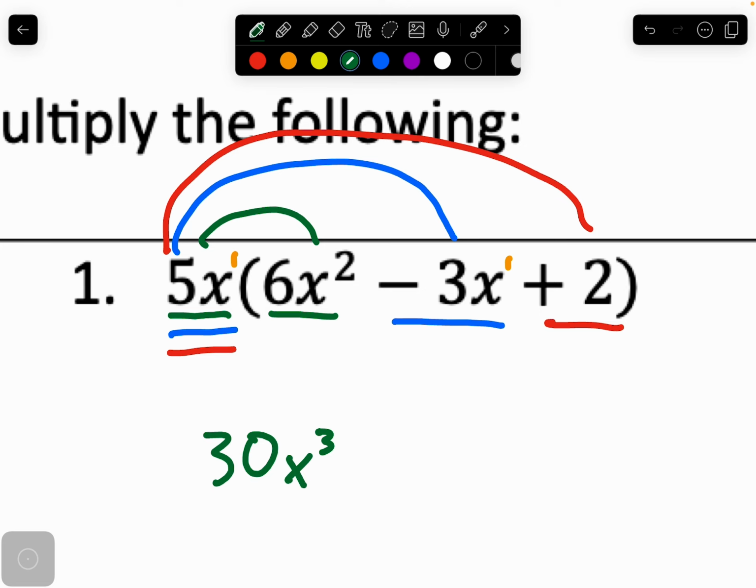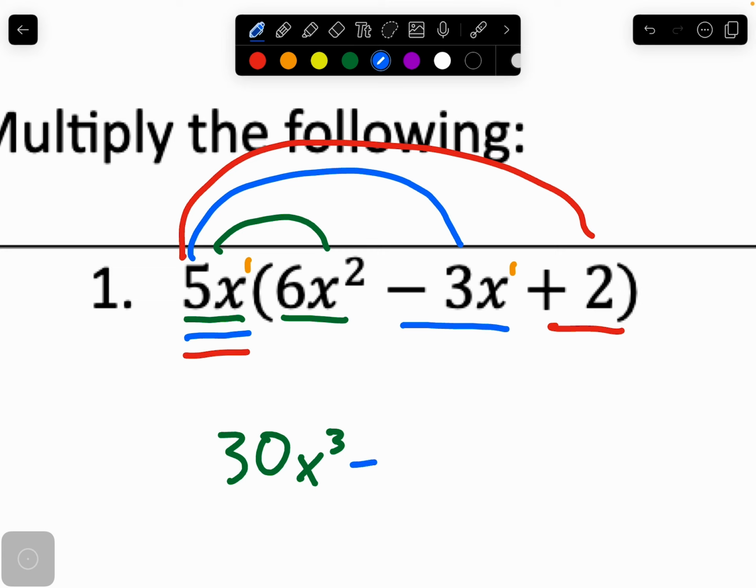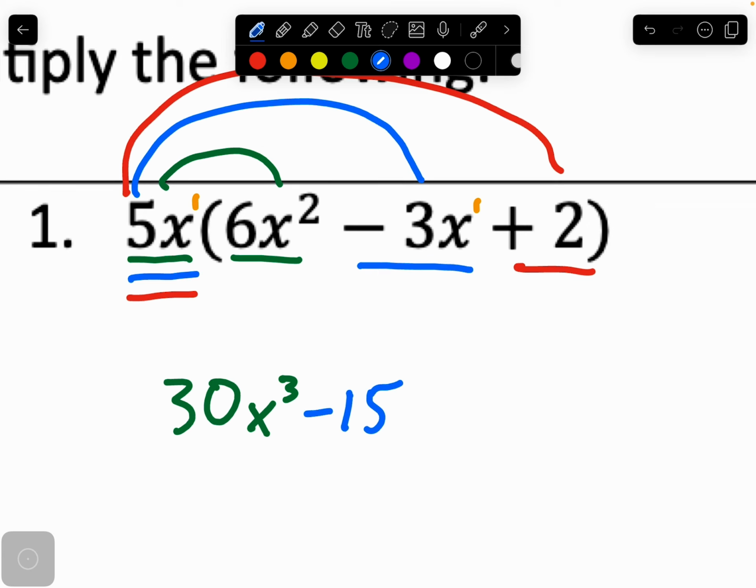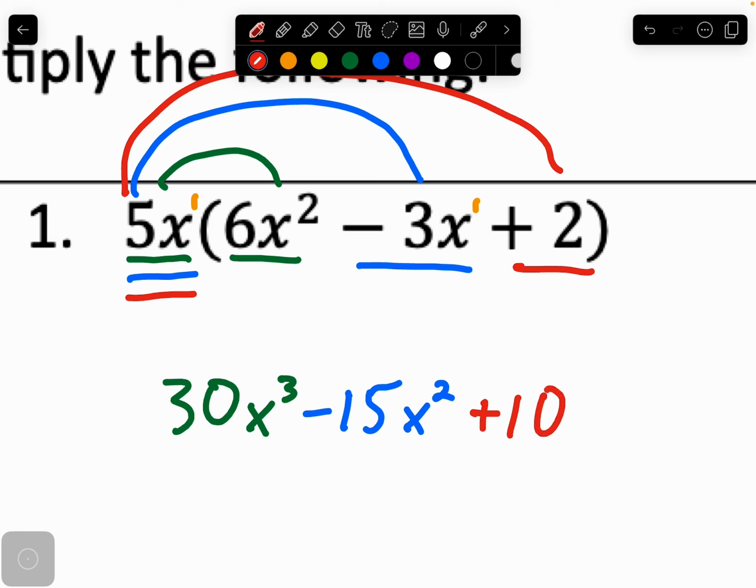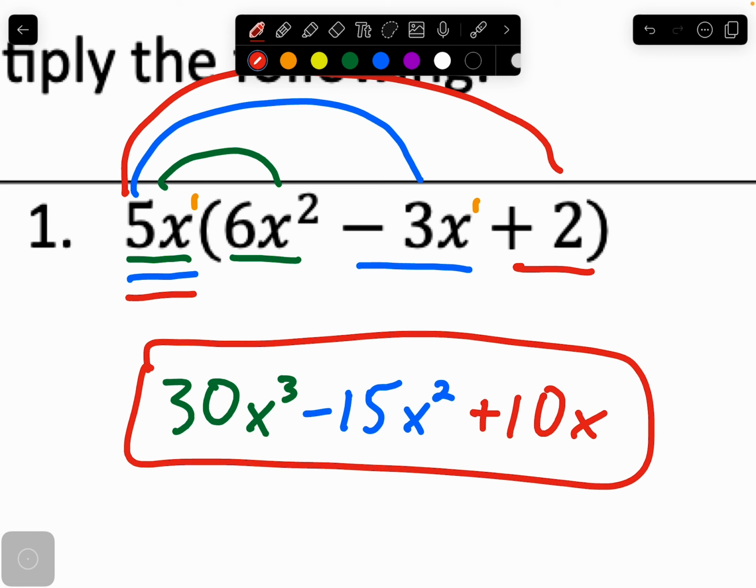So then you move on to the blues. So 5x times -3x. So you do 5 times -3, which is -15. And then x times x, since there's 1 of each, now I have 2. Then you do the same thing with the red. Okay, 5x times 2, multiply the big numbers. So 5 times 2 is 10. And then you look at how many x's are there total. Since there's only 1 x on the 5, you just bring 1 with, then you are done. All right?